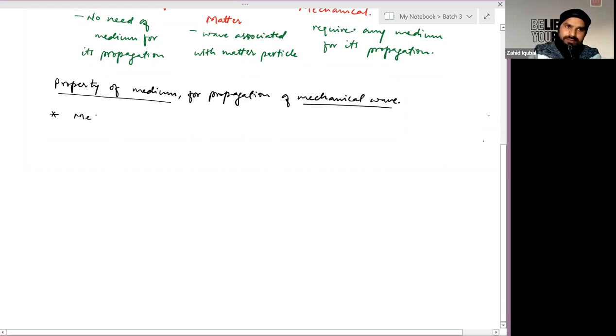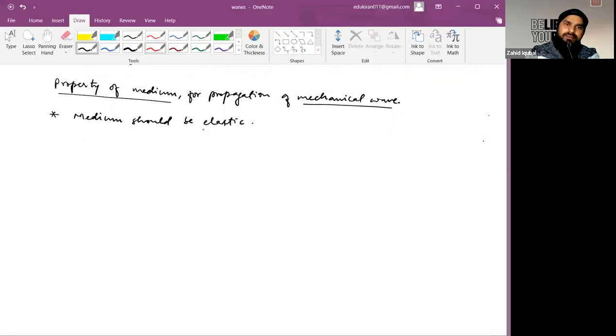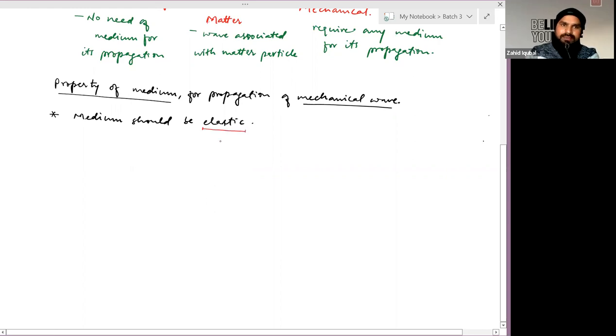So first, the medium should be elastic in nature. I defined for you in mechanical properties of solids that mainly we have three different types of elasticity: Young's modulus, shear modulus, and bulk modulus. These first two terms are defined for the shape of a body, so they are defined only for solids. But bulk modulus, which is also called compressibility or depends upon compressibility, is defined for all media.